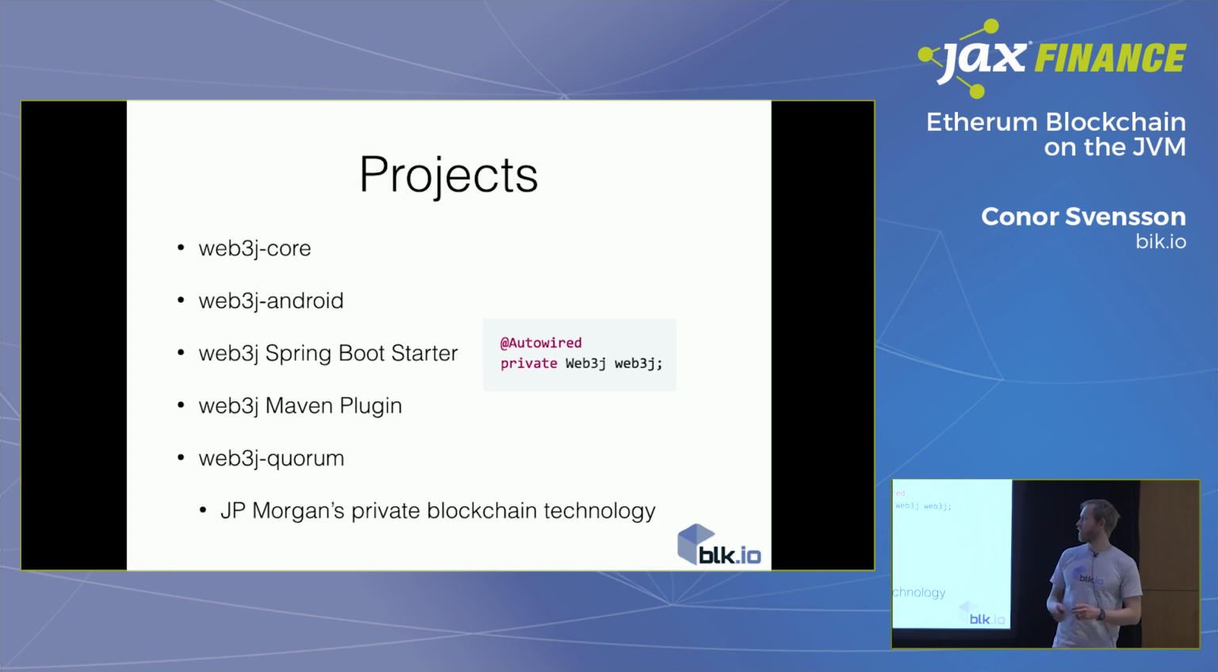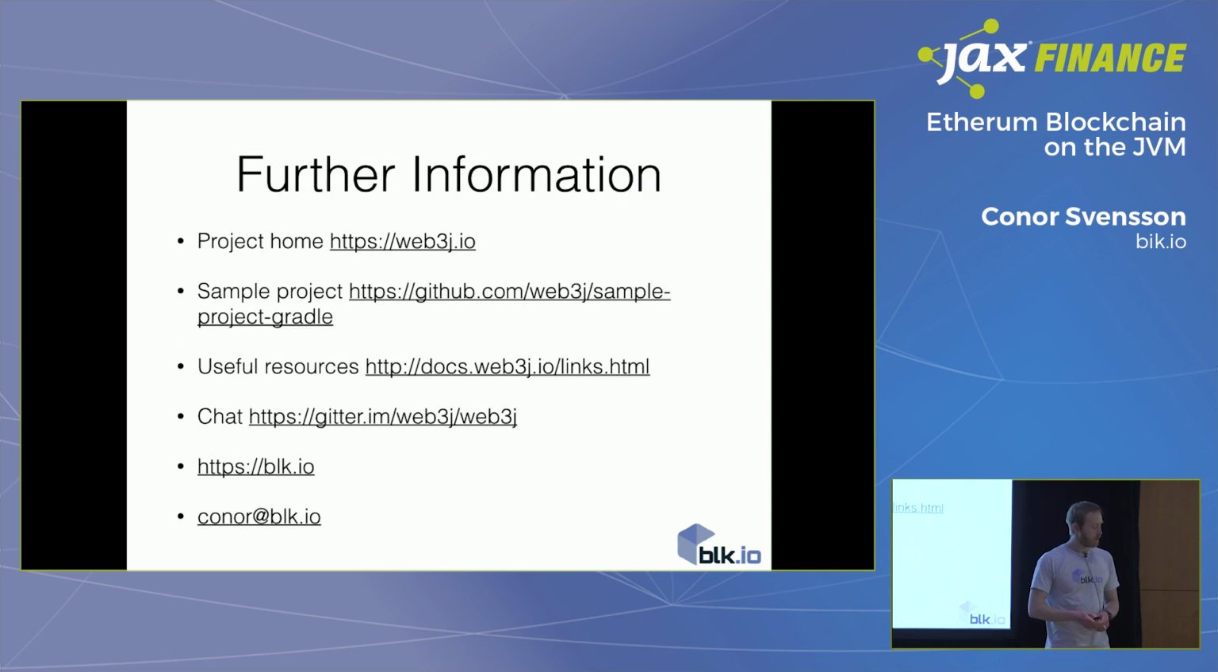So that's a summary of it. With the Spring Boot Starter, it means you can use auto-wired and all that sort of stuff as well. If you want further information about the project, head to web3j.io, which links to everything you need to see. There's links to an early version of this talk. The documentation is very comprehensive for the project too, and there's lots of integration tests. The sample project is probably the best place to get hacking on it, and the Gitter channel has an active community of people working with it too.